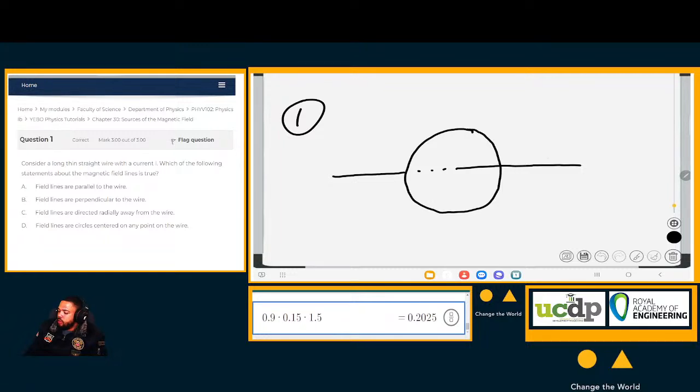This is the magnetic field. If the current is in that direction, by the right hand rule, the magnetic field will be in this direction. Okay, so there we have a current and a magnetic field around.